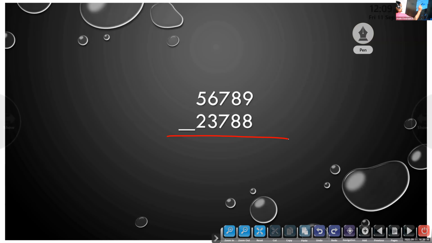So first thing, copy down the question clearly without any mistake. Don't change the numbers. 56,789 minus 23,788. Write the big number on the top and line up properly. Start subtracting from ones place.